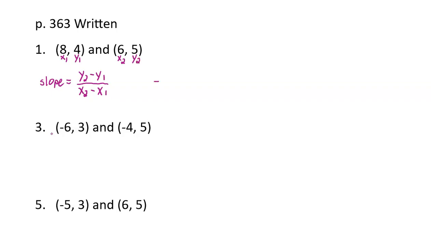Now make substitutions. y2 is the 5. y1 is the 4. x2 is the 6. x1 is the 8. 5 subtract 4 is 1. 6 subtract 8 is negative 2. This is the fraction negative 1/2. This line goes downhill. Every time you go down 1 square, you would run 2 squares to the right.